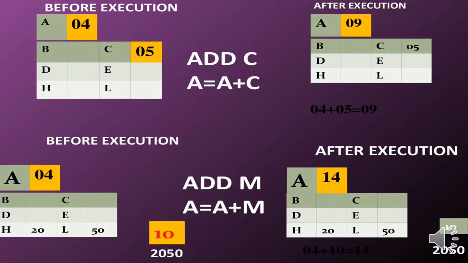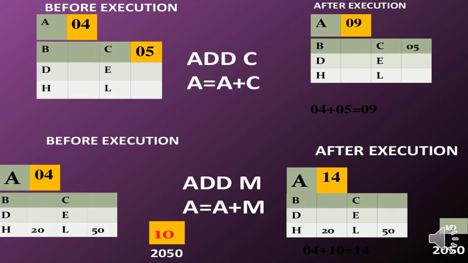Before the execution, the A register contains 4. We have the BC register pair, DE register pair, and HL register pair. So we can use ADD C. Before the execution, assume the A register is 4 and the C register is 5. After the execution, the A register content is overwritten with the sum value. The result value is stored in the accumulator. For example, A equals A plus C.